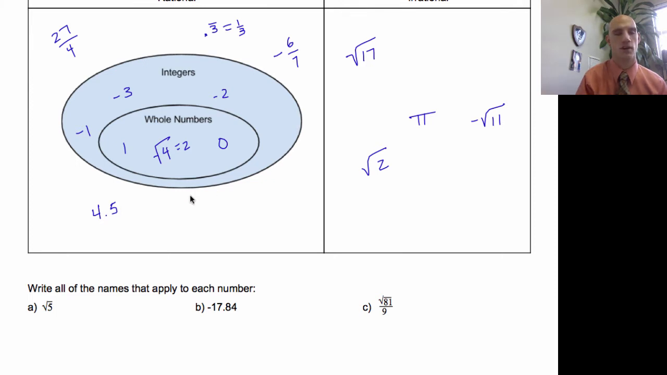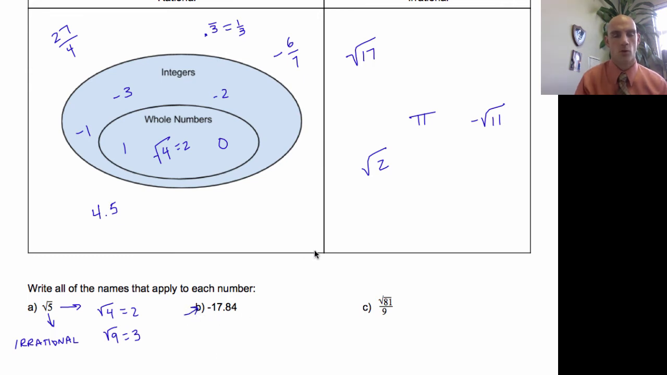In general, I've got this square root of 5. Well, when we look at square root of 5, we know that the square root of 4 is 2, and we know that the square root of 9 is 3. So in between there, notice the square root of 5, it's not going to have a whole number part. It's going to be a non-terminating, non-repeating decimal. So the name that would apply to this would be irrational. Okay, so that's an irrational number, kind of like square root of 17. It goes on and on and on, but it doesn't have a terminating or repeating component.